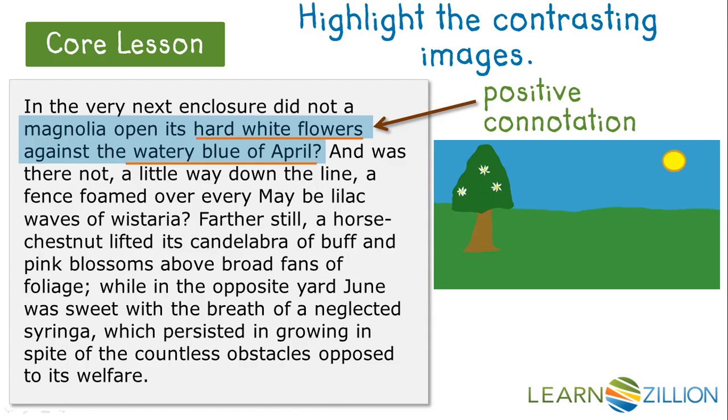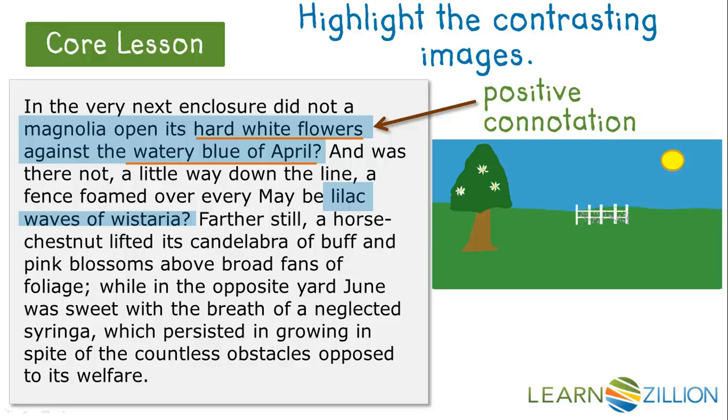And was there not, a little way down the line, a fence foamed over every May with lilac waves of wisteria? This still is very poetic and beautiful. It is a vastly different image from the cracked pavement with grass growing in between the cracks.